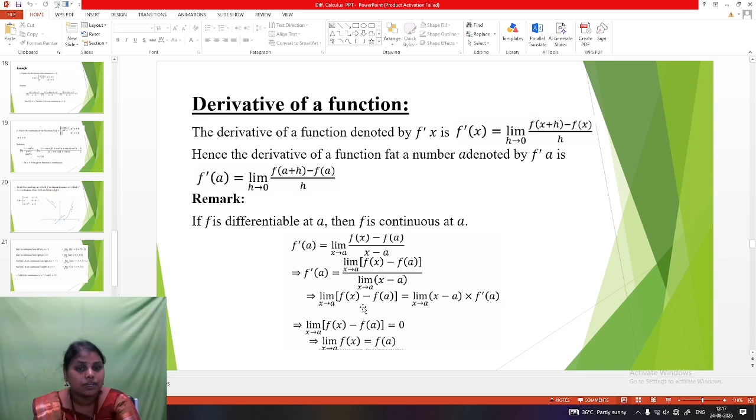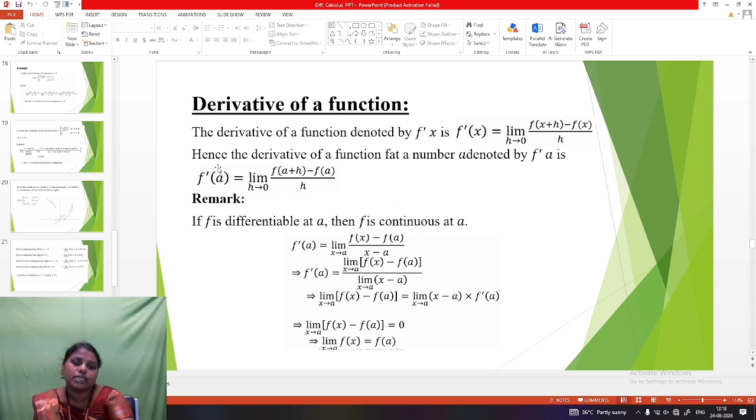Hence the derivative of a function at a number a, denoted by f dash of a, is written as f dash of a equal to the limit as h tends to 0 of f of a plus h minus f of a, divided by h. The first one is the general format f dash of x. In the second one, the letters are different: x is replaced by a.